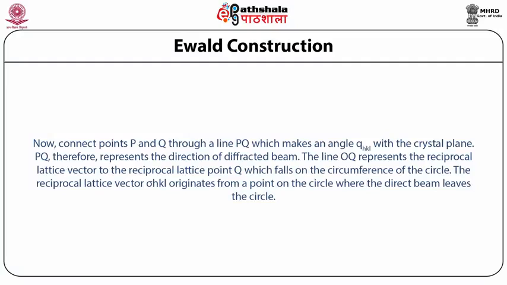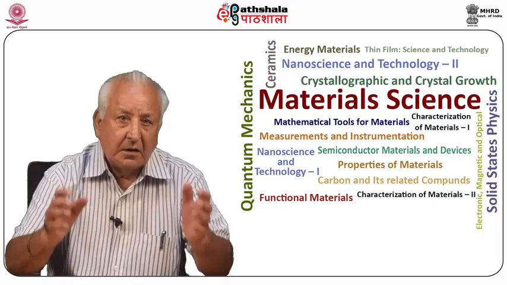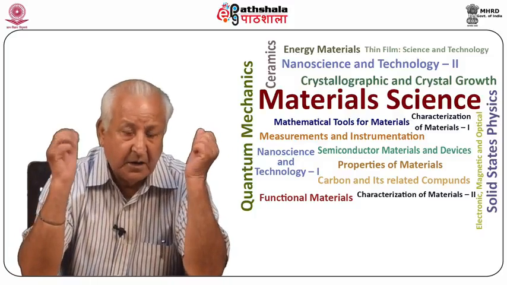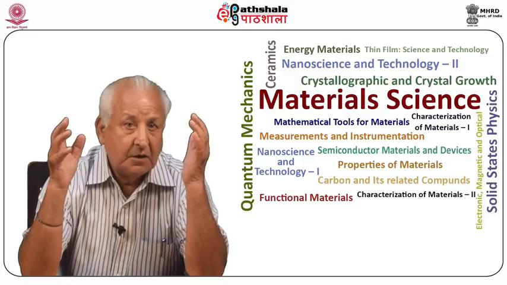Now connect points P and Q through a line PQ, which makes an angle theta HKL with the crystal plane. PQ therefore represents the direction of the diffracted beam. The line OQ represents the reciprocal lattice vector to the reciprocal lattice point Q, which falls on the circumference of the circle. The reciprocal lattice vector sigma HKL originates from a point on the circle where the direct beam leaves the circle. In the three-dimensional case, the circle will turn out to be a sphere.